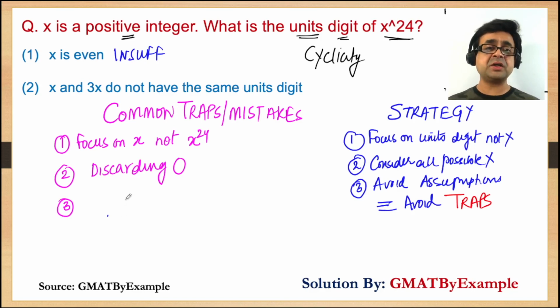And finally, not realizing or not knowing that for numbers with even units digit other than 0, the fourth power always has 6 as the units digit. It is generally not given in any of the cyclicity tutorials, and it is not very intuitive that that would happen unless you actually write it down, and that is another mistake.